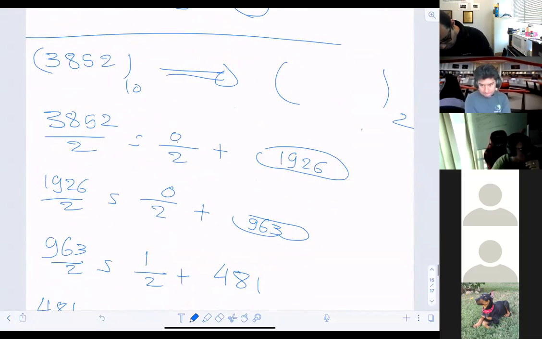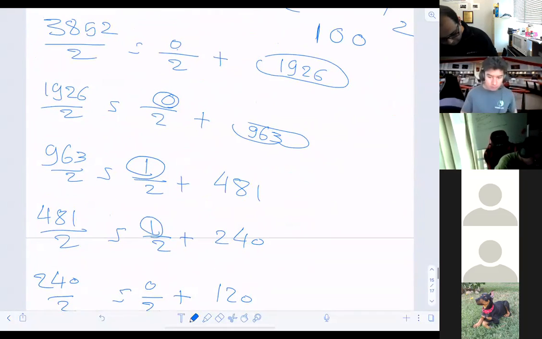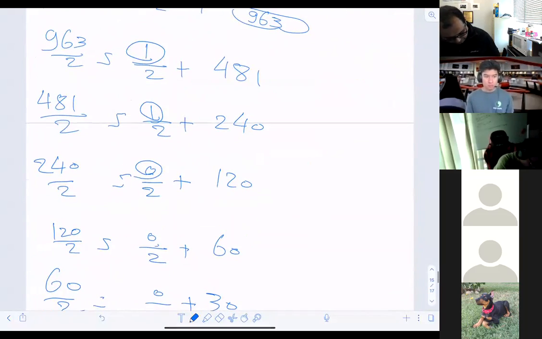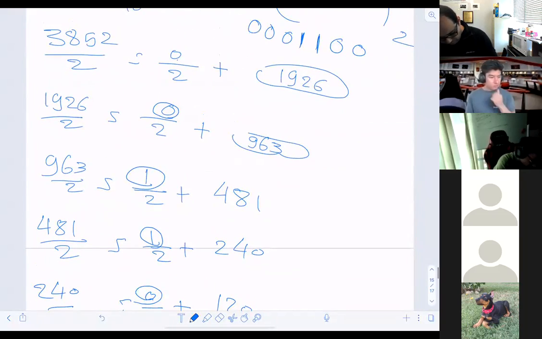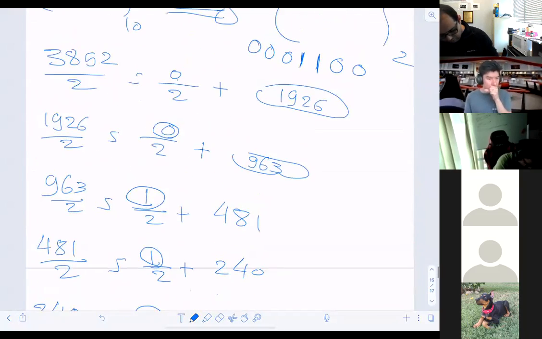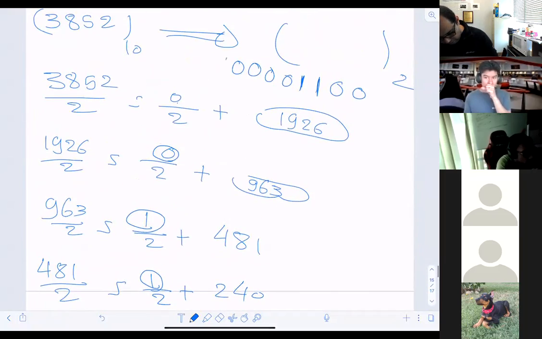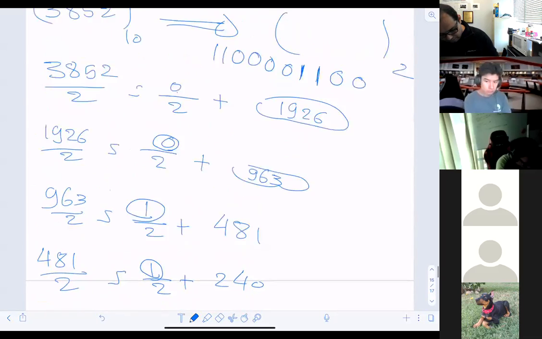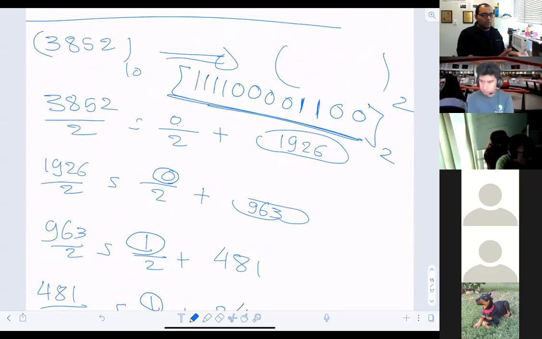So I have here 0. I have here 0. I have here 1. I have here 1. And I have here 0. And I have here 0. And I have here more 0. And I have here more 0. And I have here 1 and 1. Then I have here 1 and 1 at the end. So whatever is in front of me now is the equivalent of this decimal in binary. That makes sense?